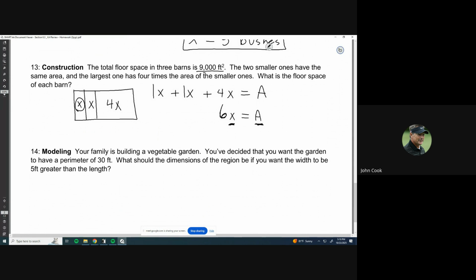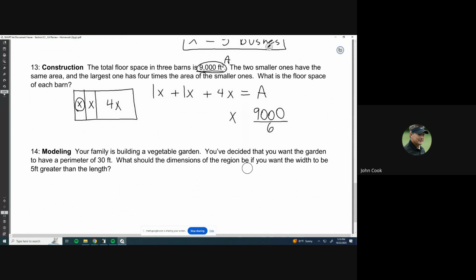So if I know that the area is 9,000, so that's going to be A in this particular case, then I'm able to find the X value really easily from this equation. So that's what I'm going to do. I'm going to solve for X. The way that I solve for X to get X by itself is since it's multiplying by 6, I have to divide both sides by 6. The 6's cancel out, leaving X all by itself.